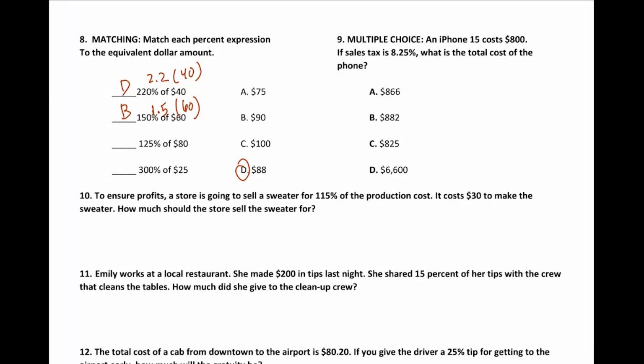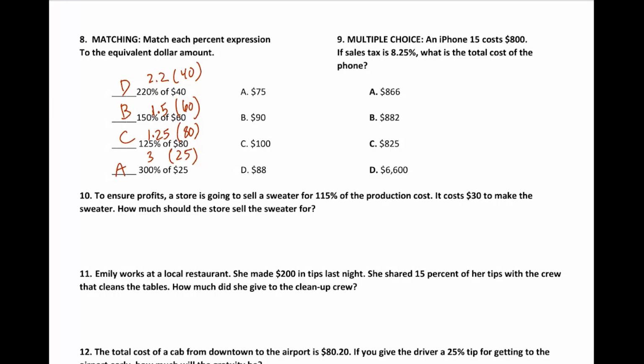And I'm not doing this math in my head. I'm using the calculator, so you should feel comfortable doing that too. 125% is 1.25 of 80, gives you $100. So C. 300% is just 3.00 or just 3 times $25. You could probably do this one without using a calculator. 3 times 25 is 75. So this last one is A.